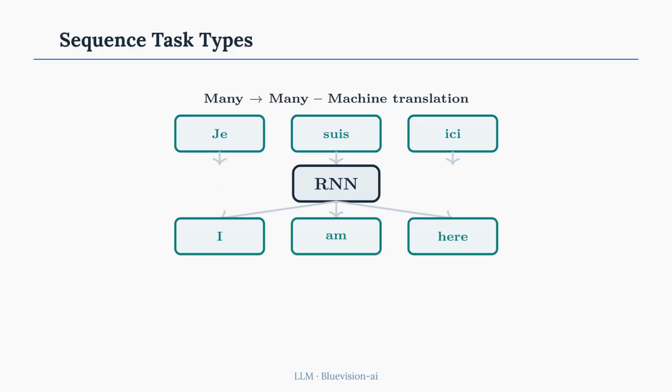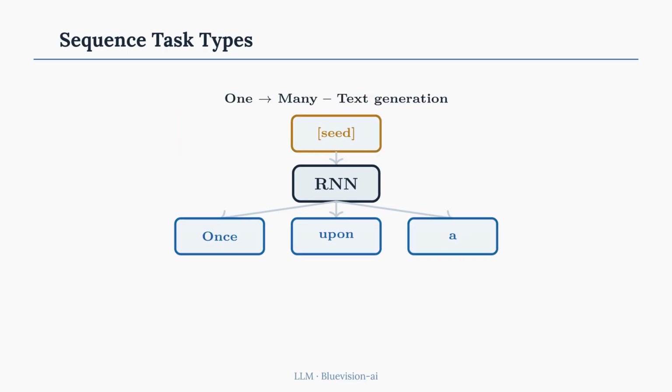Many to many. Multiple inputs, multiple outputs. This is machine translation. Read the French sentence word by word, output the English translation word by word. The input and output sequences can be different lengths. One to many. A single input, perhaps an image embedding, a seed word or a prompt, generates a sequence of outputs. Text generation, image captioning, music generation.